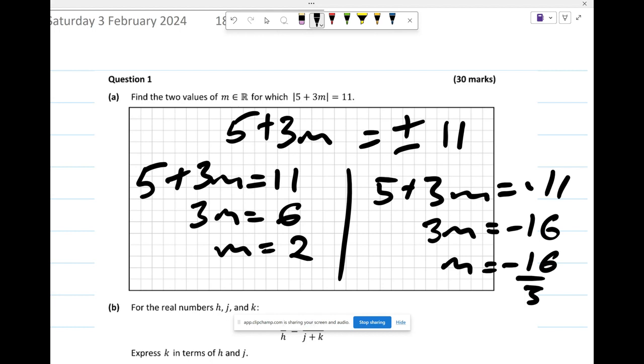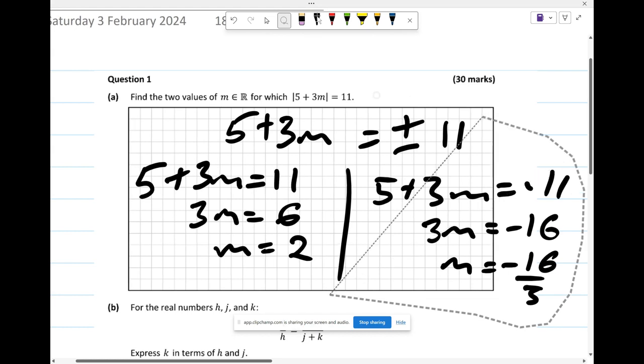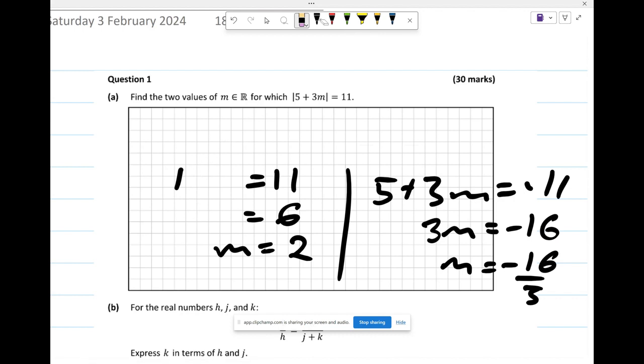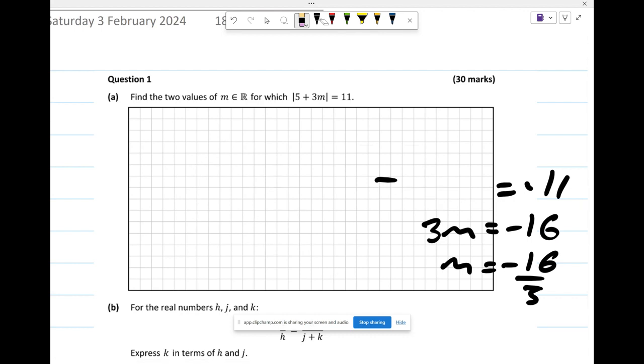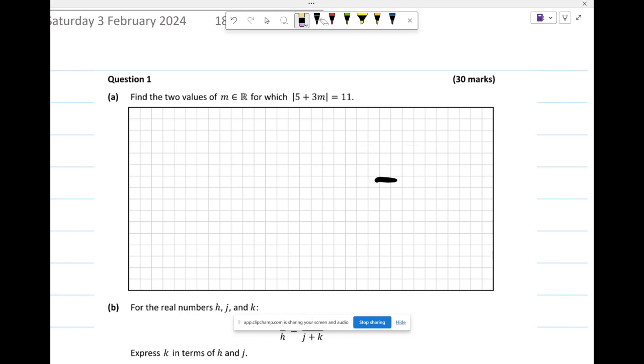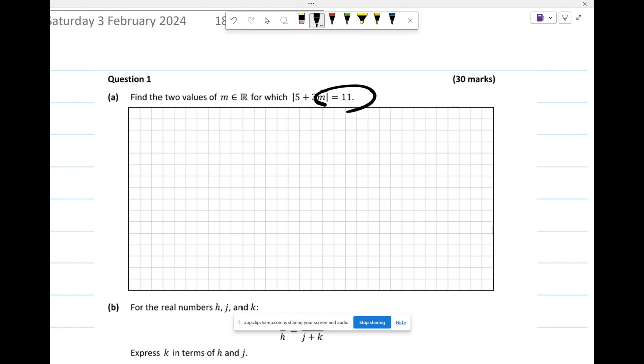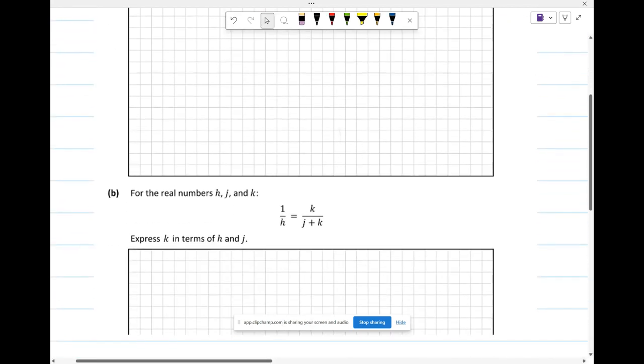Another way we could have done it was if we squared both sides of the equation. That means if we square both sides of the equation, then the hidden minus sign disappears, and we don't have to worry about it. So if we square both sides, we'll get 5 plus 3m squared is equal to 11 squared. And then we square everything out, we'll get a quadratic in m, then find the values for m. So same deal: in one technique we deal with the minus 11, and in the squaring technique we just get rid of it and we don't have to deal with it anymore.